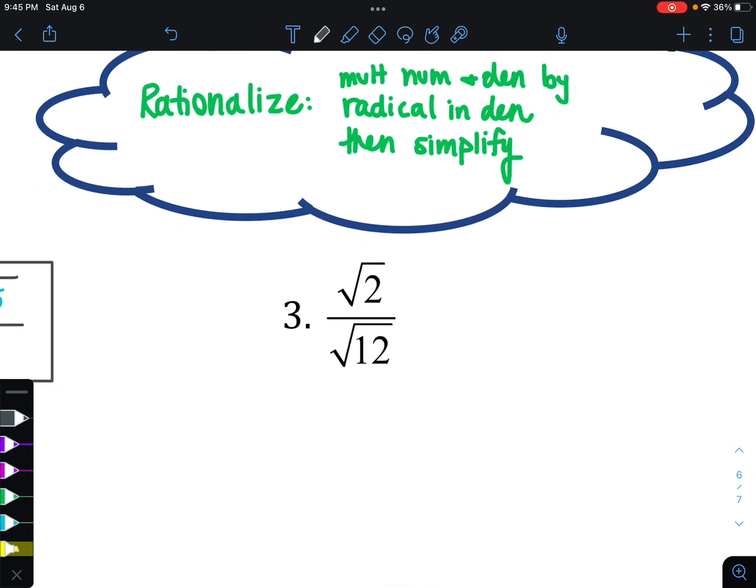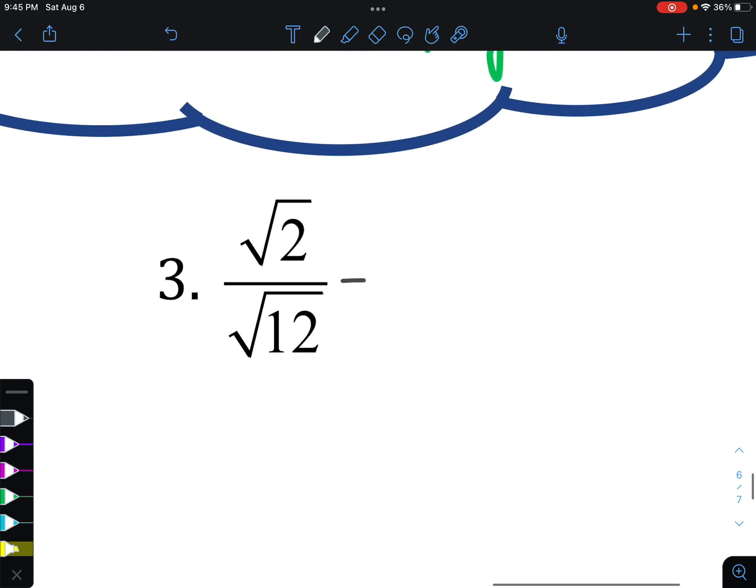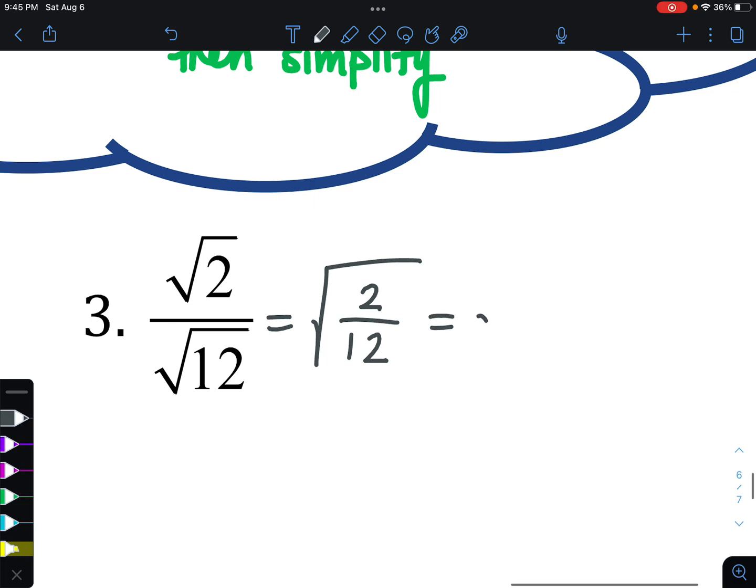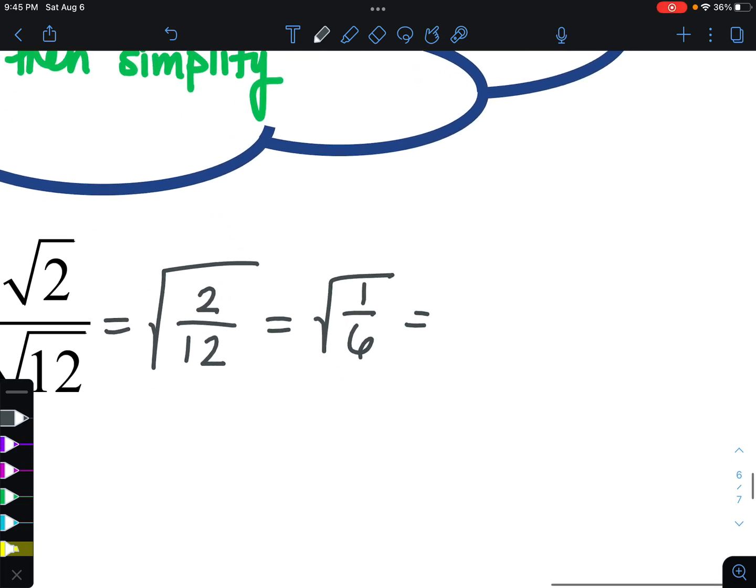So here, this one's an interesting one. Could we jump in straight to rationalizing? Sure, but do you guys see that 2 and 12 have common factors? So maybe what we want to do first is simplify this. Let's put this all under the same radical, 2/12, which simplifies to 1/6. And then we can actually put them back into separate radicals, like so.